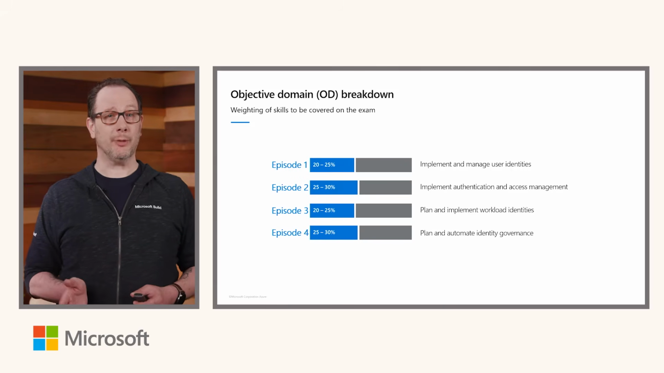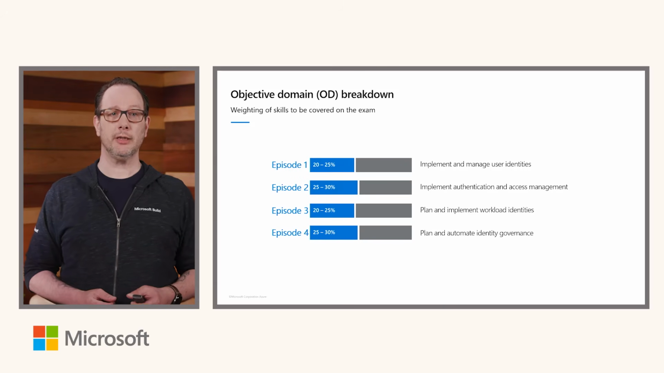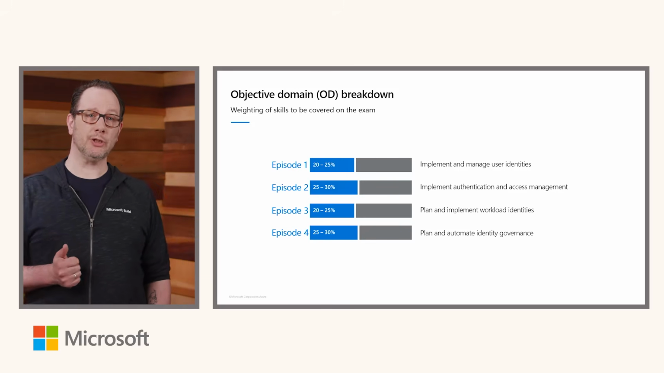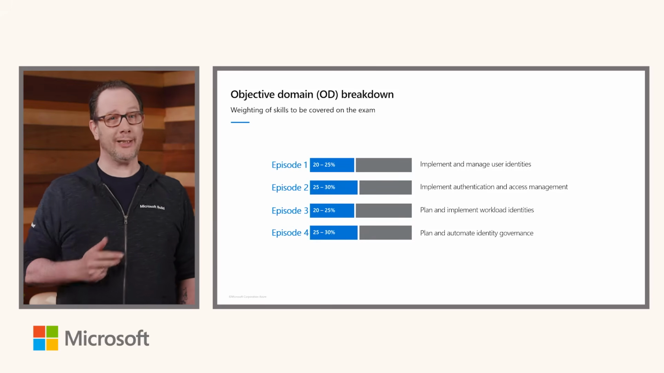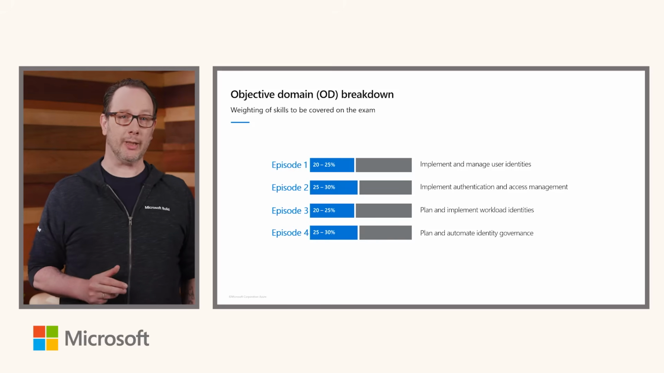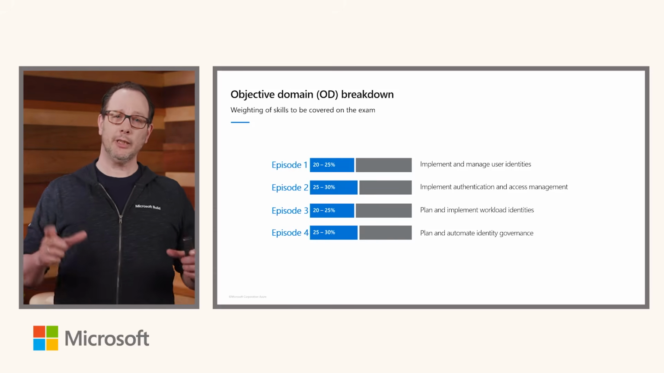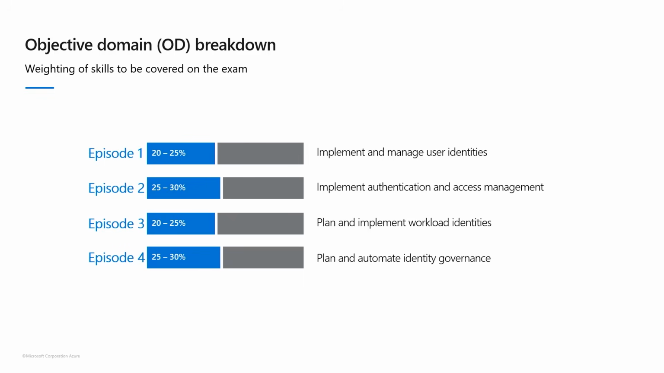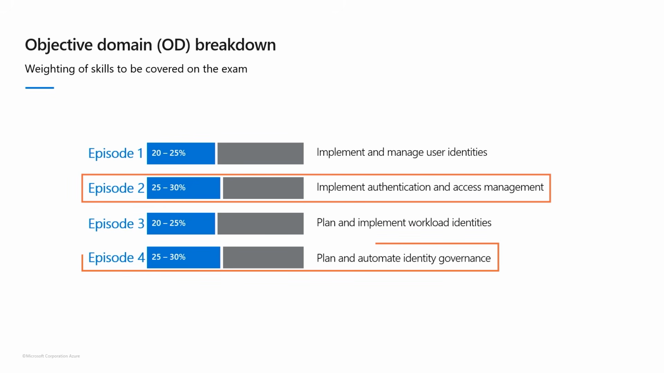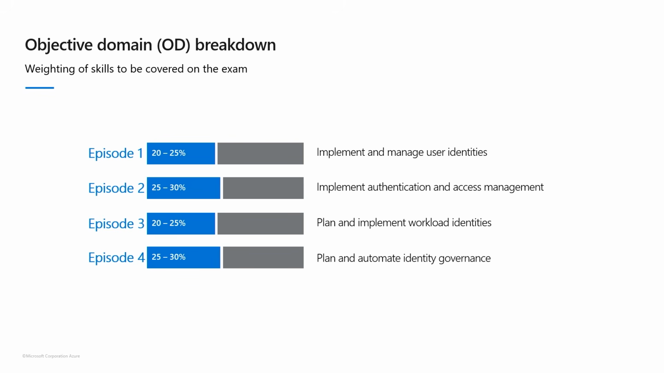In this series, each episode will cover one of the four groups in the objective domain. For SC-300, these groups are implementing and managing user identities, implement authentication and access management, plan and implement workload identities, and last, plan and automate identity governance. Each group has a specific weight, indicating the percentage of questions that will come from each area. Currently, Episode 2 and 4 are the most heavily weighted sections, so you may consider focusing more of your study time for those ones. However, to pass the exam, you need to be familiar with all skills in all groups.